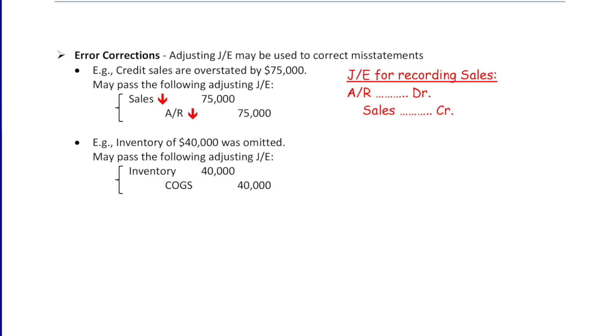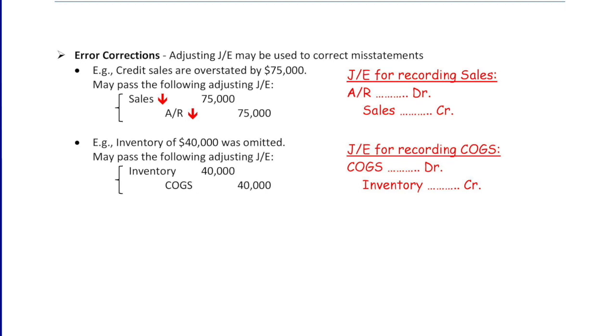To understand the next example, let's write journal entry for recording COGS, cost of goods sold. So you debit COGS and credit inventory. So COGS is an expense item on your income statement. Inventory, that's an asset which sits on your balance sheet. As you sell goods, your inventory reduces on the balance sheet and it becomes an expense which is COGS on your income statement.